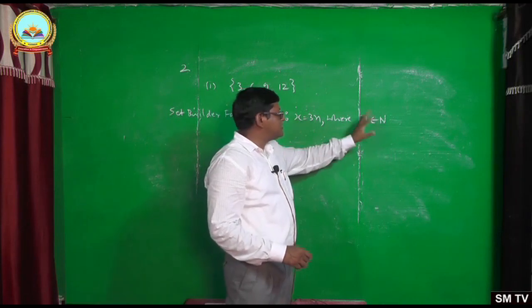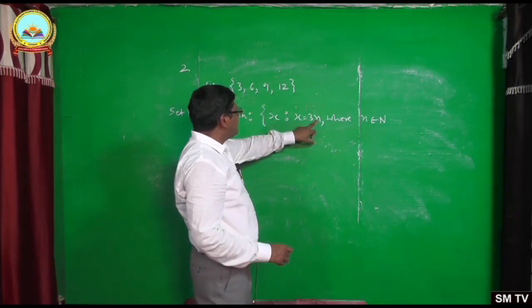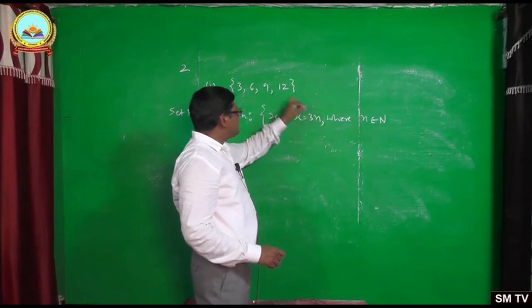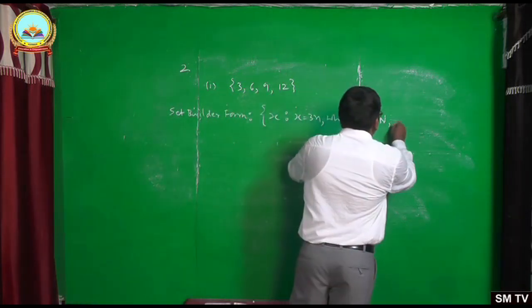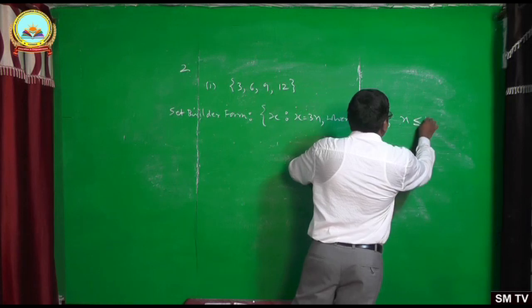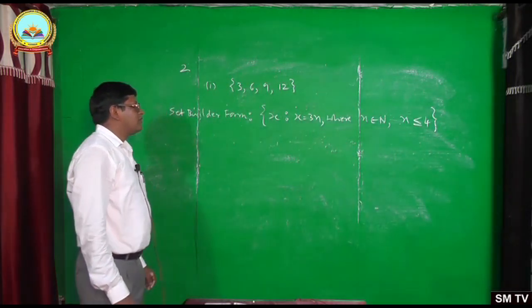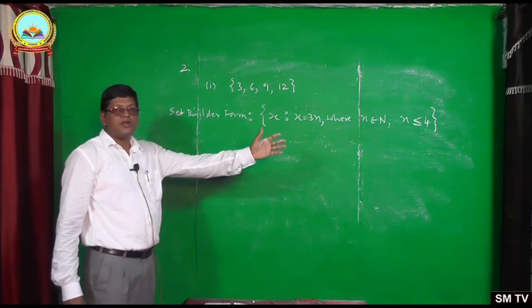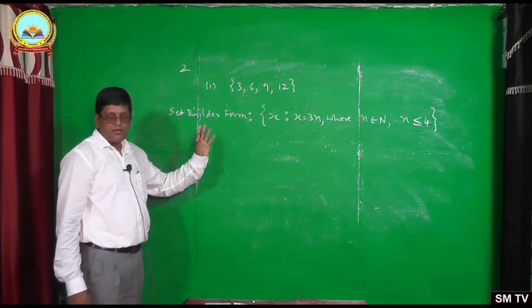If I write n belongs to N, it means n is a natural number. And see here, when n is 1 we get 3, when n is 2 we get 6, when n is 3 we get 9, when n is 4 we get 12. So n must be less than or equal to 4. N can be any natural number but less than or equal to 4. So this is the set builder form of the given set.